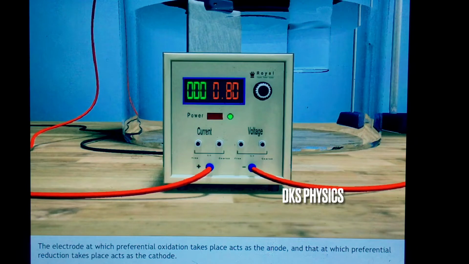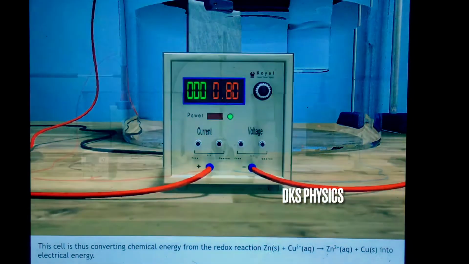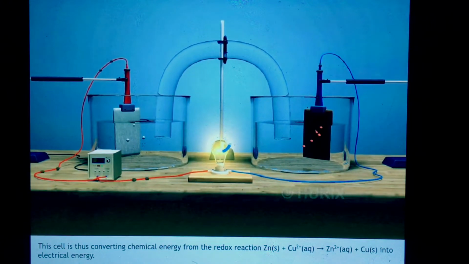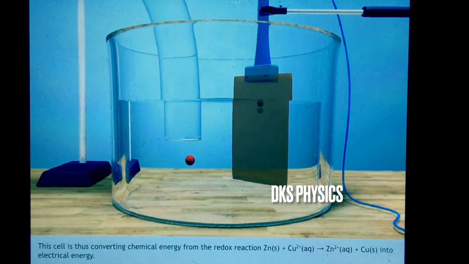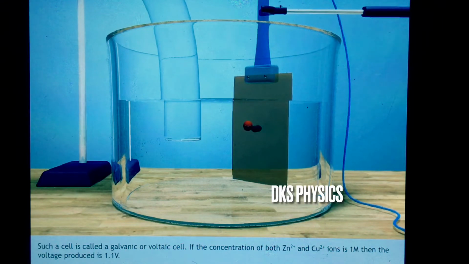The electrode at which preferential oxidation takes place acts as the anode, and that at which preferential reduction takes place acts as the cathode. This cell is thus converting chemical energy from the redox reaction Zn(s) + Cu2+(aq) gives Zn2+(aq) + Cu(s) into electrical energy. Such a cell is called a galvanic or voltaic cell. If the concentration of both Zn2+ and Cu2+ ions is 1 molar, then the voltage produced is 1.1 volts.